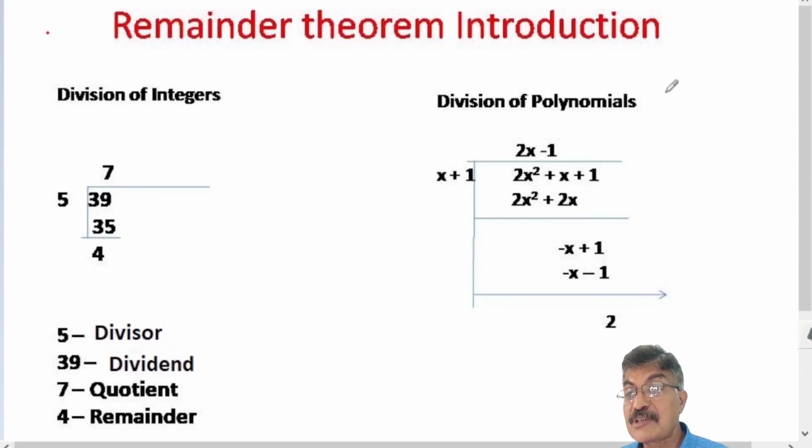Now let us take a brief look at the introduction part of remainder theorem. That is, while we divide 2x square plus x plus 1 with x plus 1, the remainder is 2. Just we can check it. What's the 0 of x plus 1? Minus 1.